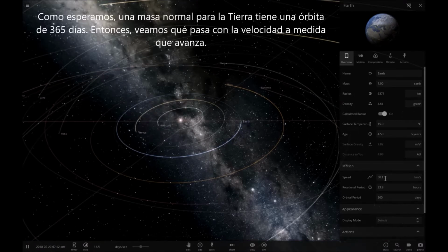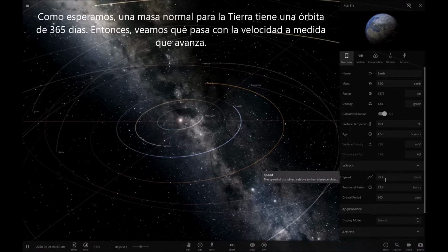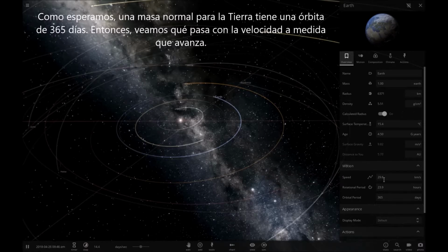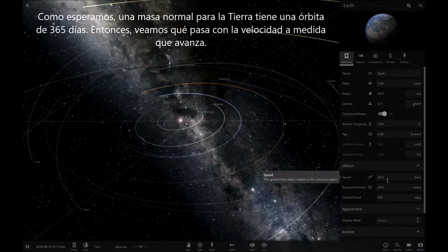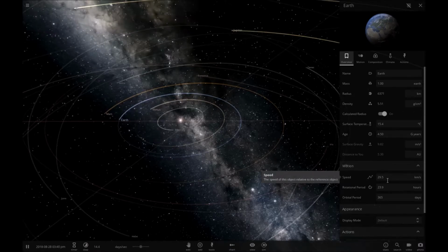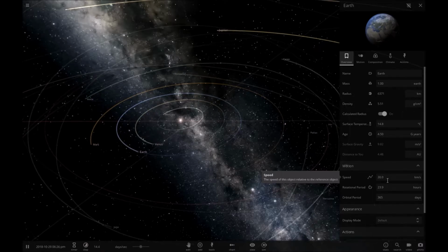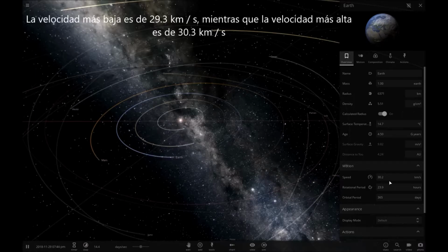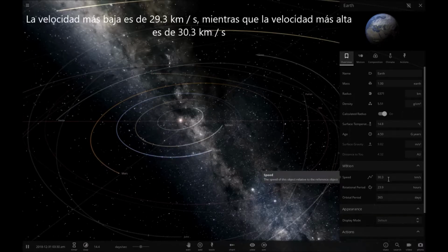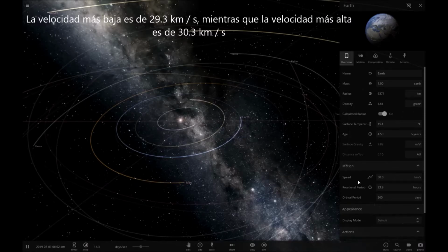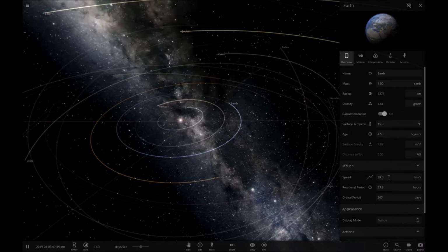Now you can see the speed changes a little bit, like it's going to drop down to below 30. And it keeps going down, so it's down to 29.3. And that's the lowest it goes. But then it starts to speed up again. And it's going to work its way back up to 30.2, 30.3. And that's the highest. So we've got a 29.3 to 30.3 sort of range.